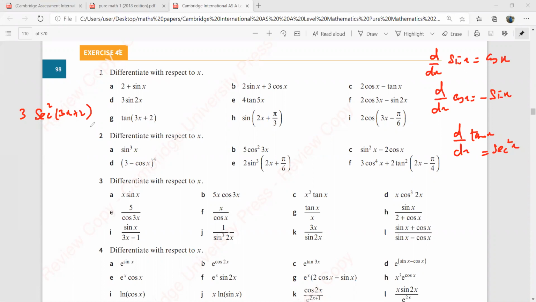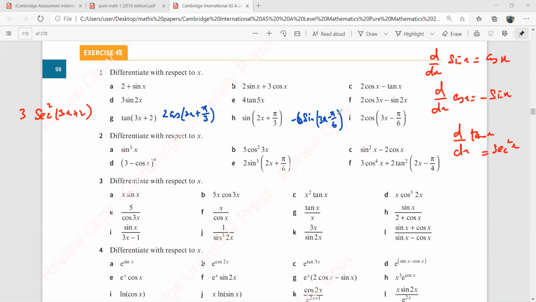Okay. Now H part. 2 cos 2x plus pi by 3. You will write it like this, 2 cos 2x plus pi by 3. And this I part. Minus 6 sine 3x minus pi by 6.